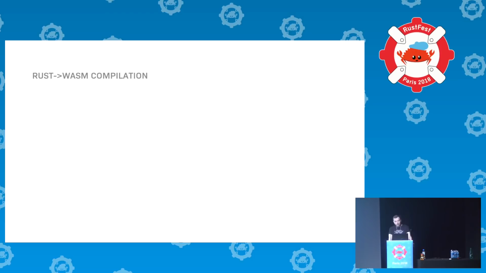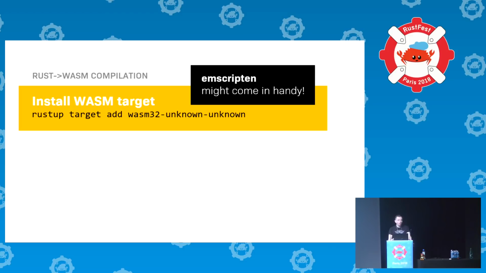Before I show you the result, how it looks like, let's see how to build this application. To build this code, you need a special compilation target, and you could install it with Rust app tool. Add WebAssembly unknown target. You also may need an mscripting target, and it might come in handy. And I will describe why you may need mscripting a little later.